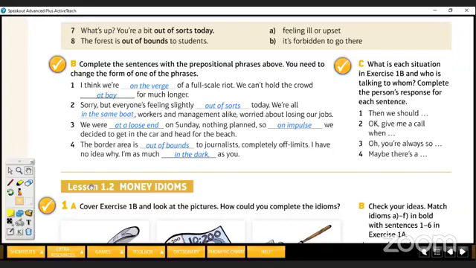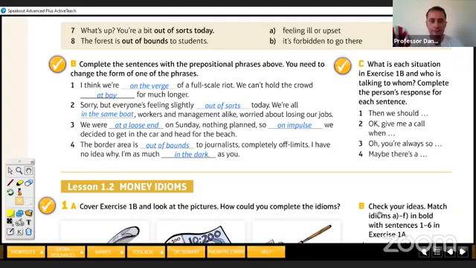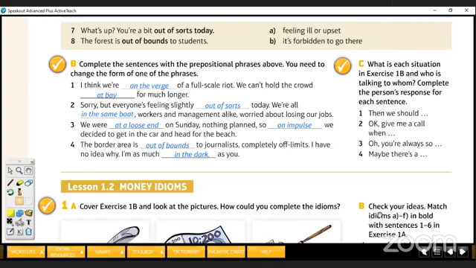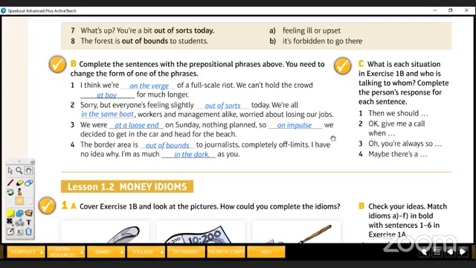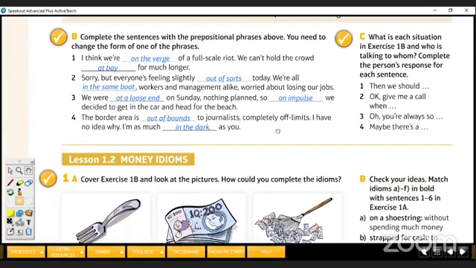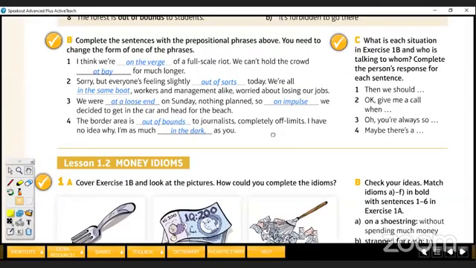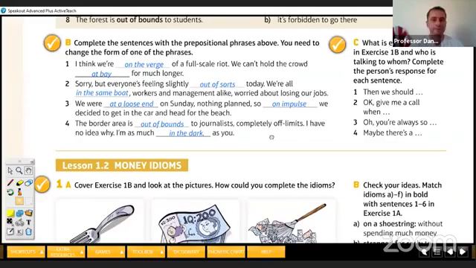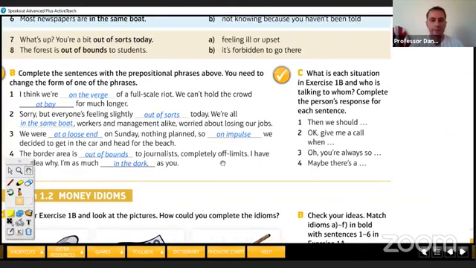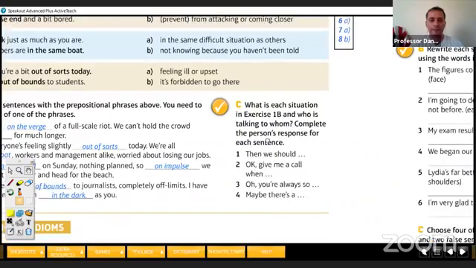Very good. Okay, now let me see here, who else? Okay, I have Constanza, I have Fatima. Okay, Joshua Bello, come onto the mic, number four. The border area is out of bounds to journalists. Completely off limits. I have no idea why. I'm as much in the dark as you. That's right. Very good. Now letter C.